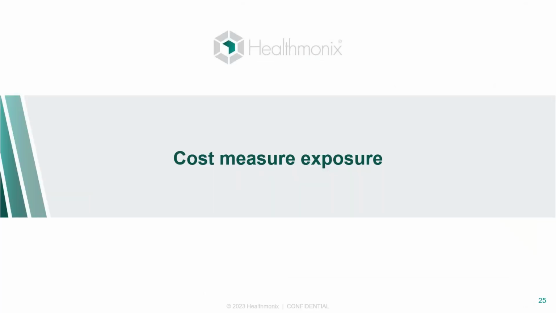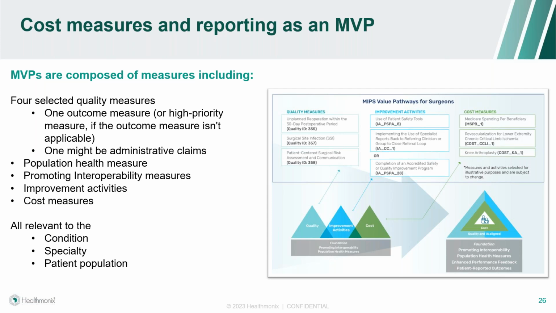It does, and that's a good segue to our next section where we discuss cost measure exposure. So this is exactly what Lauren was just saying. Inside an MVP, they're composed of the population health measures, the quality measures. You have to have the one outcome measure, the high priority measure if it's not available, promoting interoperability, improvement activities, and costs. And what's nice is that you limit that exposure.